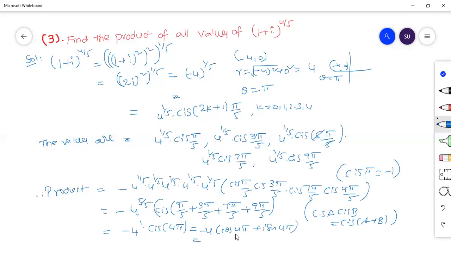What is cos 4 pi? Cos 0, which is 1. So minus 4 into (1 plus i into 0). That is equal to minus 4, which is the answer. So therefore, the product of all these values is minus 4.